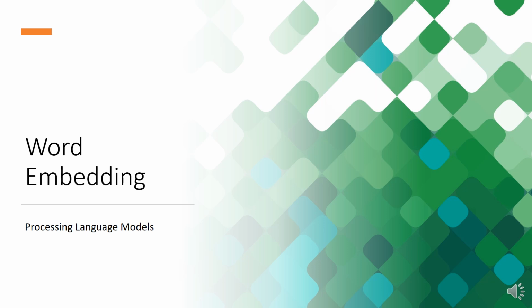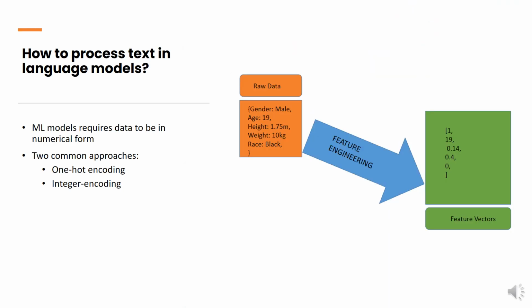So in this lecture we are going to talk about how to process text using language models. Machine learning models cannot process raw text. As you understand, we need a mechanism to convert text into numerical form. Quite common approaches to vectorize the text data are one-hot encoding and integer encoding. Vectorization simply means an array of numbers as input.